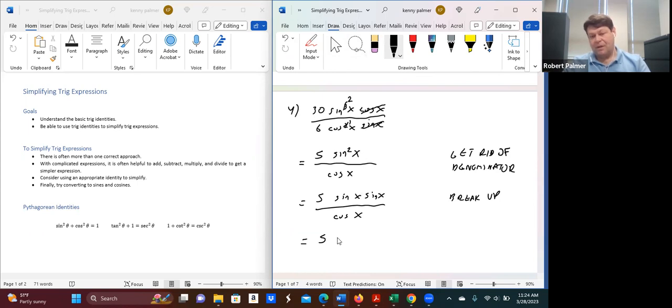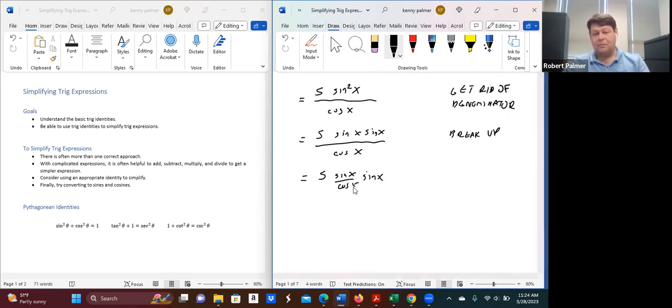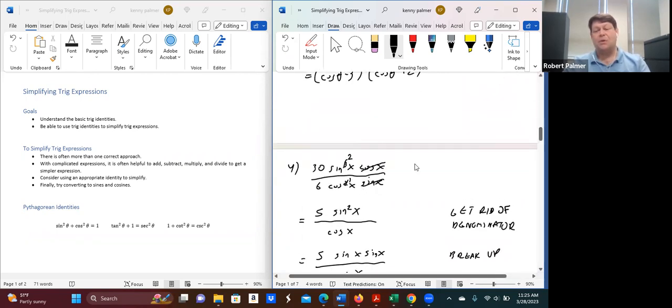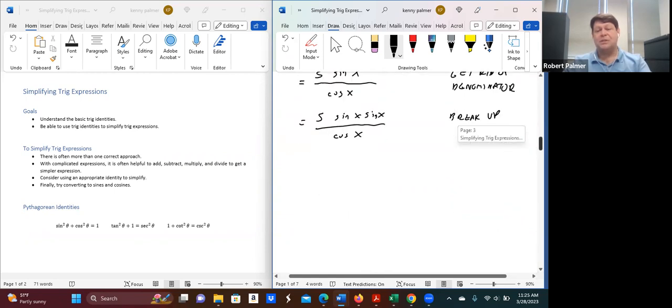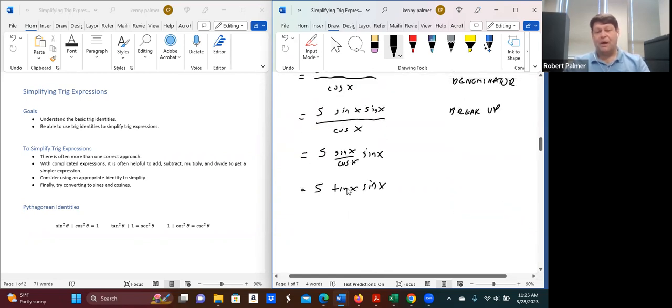I'm going to write this as 5 times the sine of x over the cosine of x, times the sine of x. Okay, if you see what I have here, then remember sine of x over cosine of x is tangent. So this just becomes 5 times the tangent of x times the sine of x. Okay. Now, why is that simpler? You can see it's clearly simpler than what we started with. And actually, it's also a bit simpler than this because here we just have to calculate the tangent of x instead of doing sine and cosine as well.